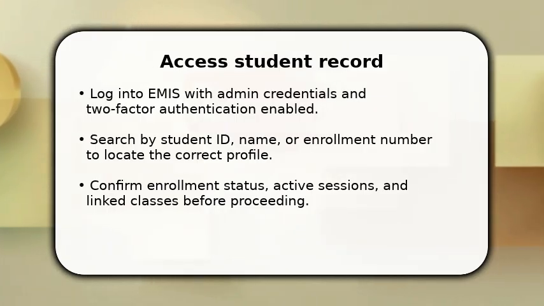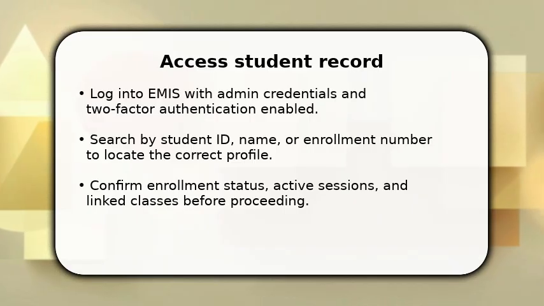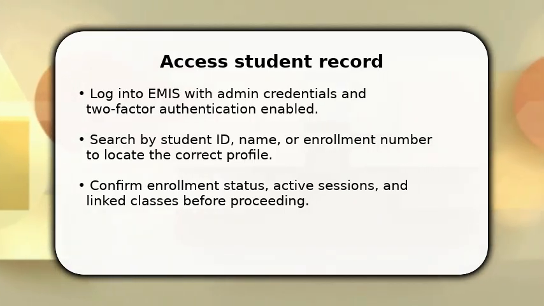Make sure you check enrollment status and any linked classes or attendance records now, because removing a student affects those tables. If you find multiple matches, stop and reconcile duplicates first. Accurate identification prevents accidental removals and saves time on rollback procedures.